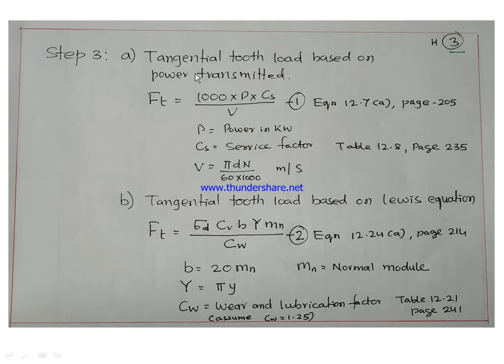Then step 3 involves determination of the tangential load based on the power transmitted. It is the standard equation: 1000 into P, power transmitted in kilowatt, into service factor, divided by pitch line velocity. So this is equation 12.7a available on page 205. V is pi dn by 60 into 1000, in terms of meters per second.